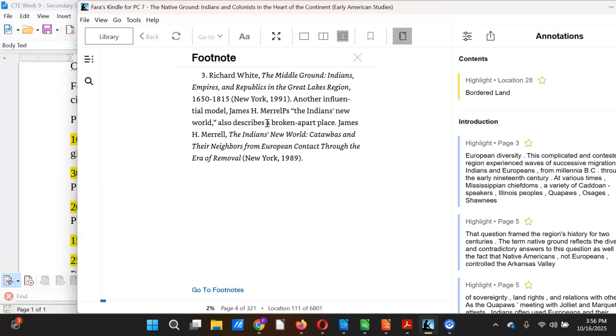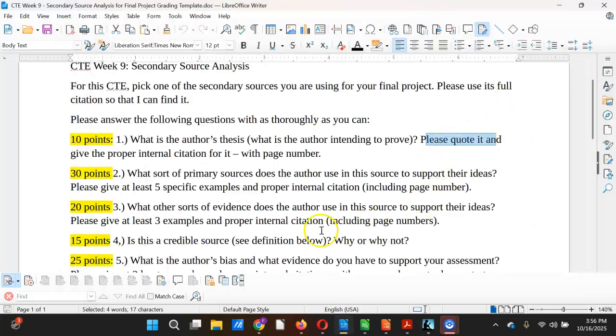So my point with secondary sources is that quite often you do have to go directly to your notes to figure out what they are. And if the source you're using doesn't have notes, that kind of is going to create a problem for you. You can also look at a bibliography or their list of works cited to see what kind of secondary sources there are. But you also want to be sure that you're giving me at least, again, 3 examples and proper internal citation for where they're referenced, where they're actually used in the work itself.